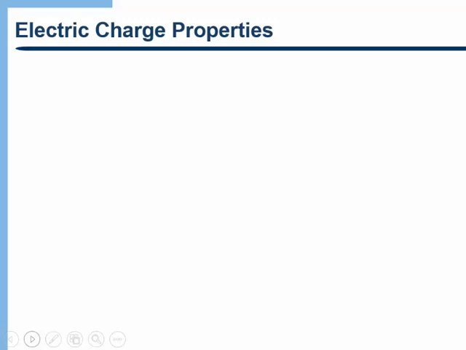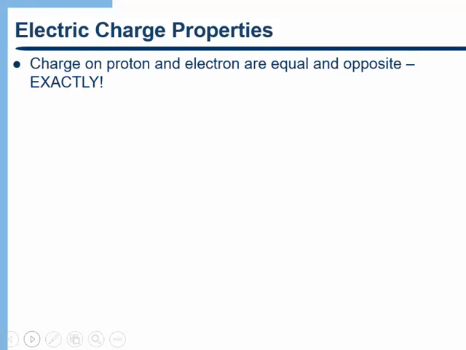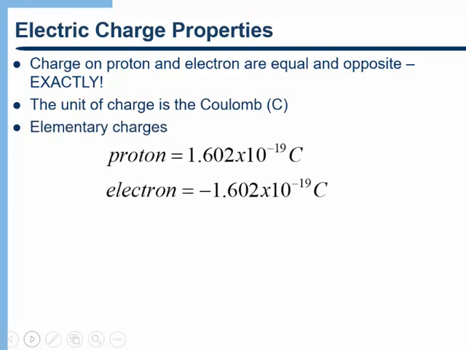Let's look at the properties of electric charge. So first of all, the charge on a proton and an electron, as I mentioned before, are equal in magnitude and opposite in sign. And that has to be exact. The unit that we use to measure charge is the Coulomb. And here's what the charge on a proton or an electron are. By the way, in class, usually we don't go to more than 3 sig figs, so usually I'm going to just write this as 1.600 times 10 to the negative 19th.